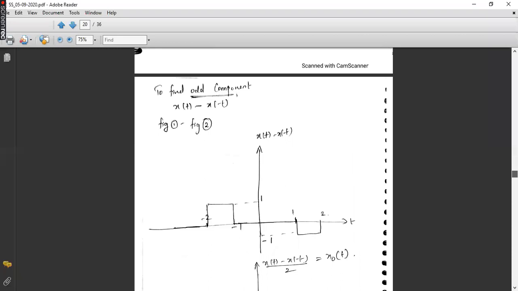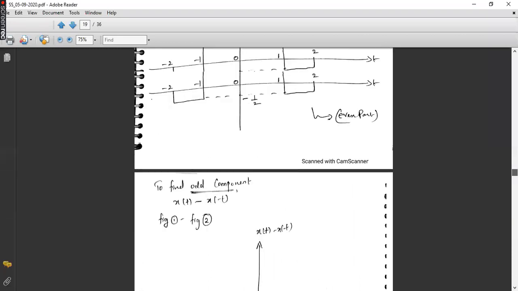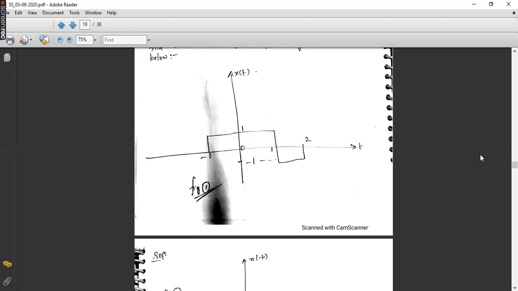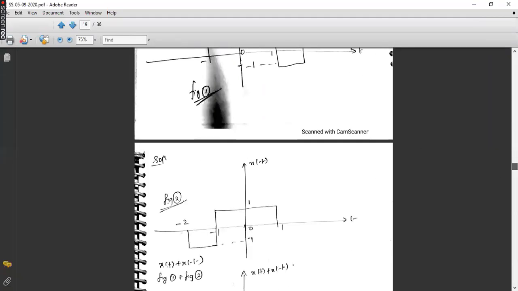Okay. Now coming to the odd part, to find the odd part, you need to subtract x of t minus x of minus t. We already have x of t here and x of minus t is already plotted. No need to repeat x of minus t, because the important aspect of this paper is that you have to save time. So manage the time properly; unwanted things you can omit. To draw the odd part, no need to draw x of minus t again.